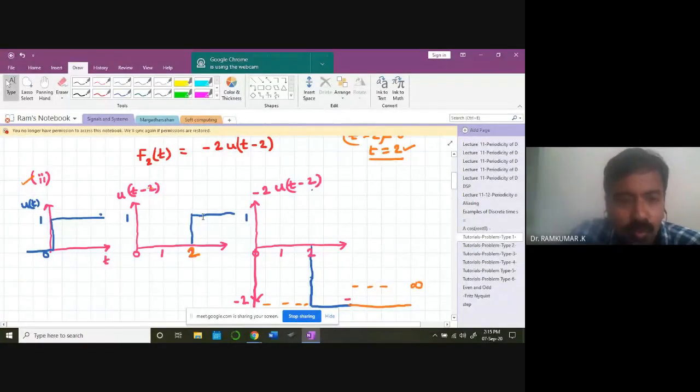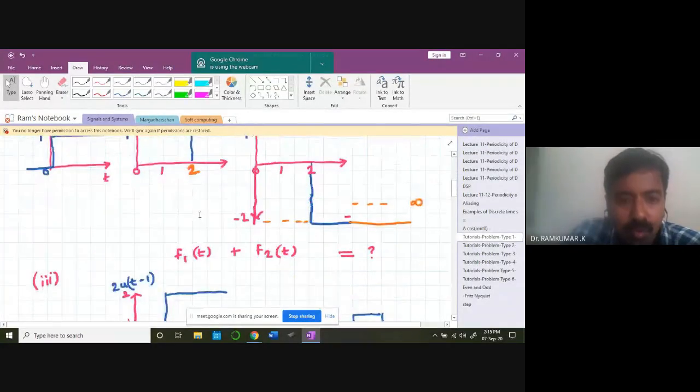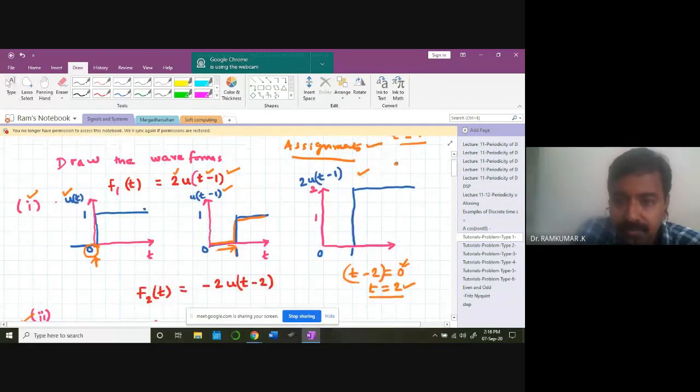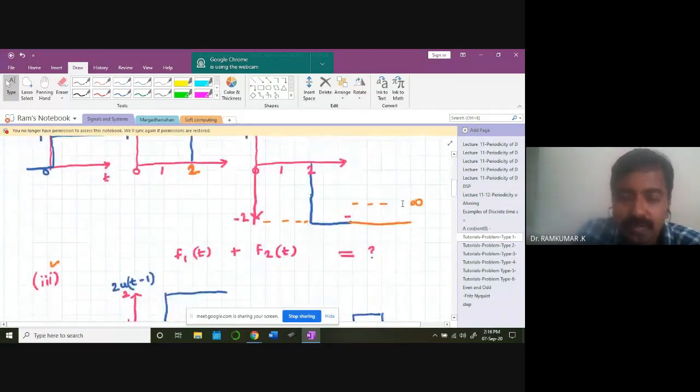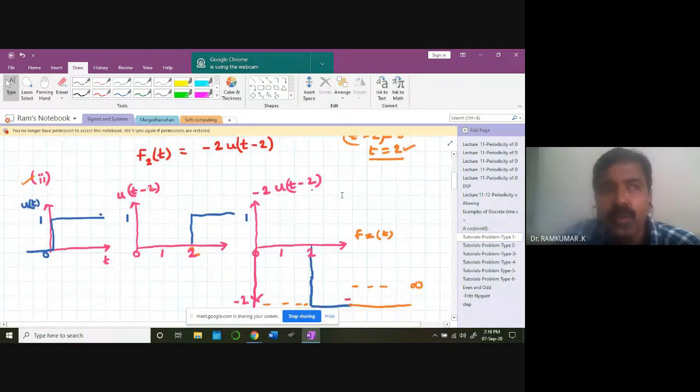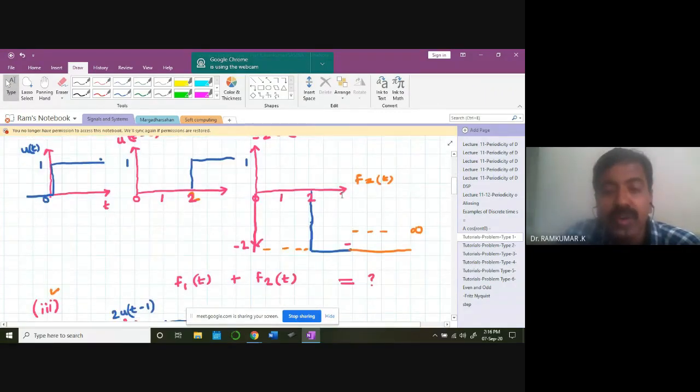Okay. Now move on to the third problem. Now what I am going to do? I am going to add f1 of t plus f2 of t. I am going to take this signal, this is f1 of t, and add it with f2 of t, this one. So this kind of operation will be quite useful. You will be adding, doing scaling, all those things in order to create some other waveform.